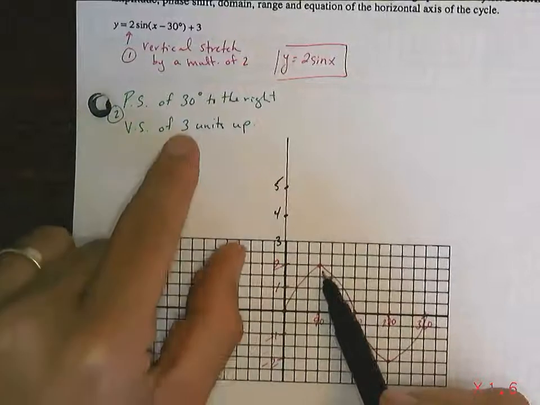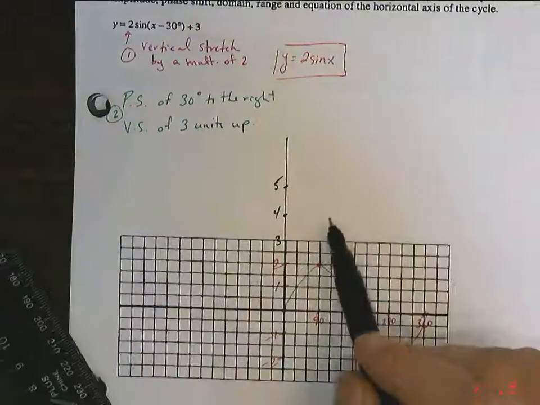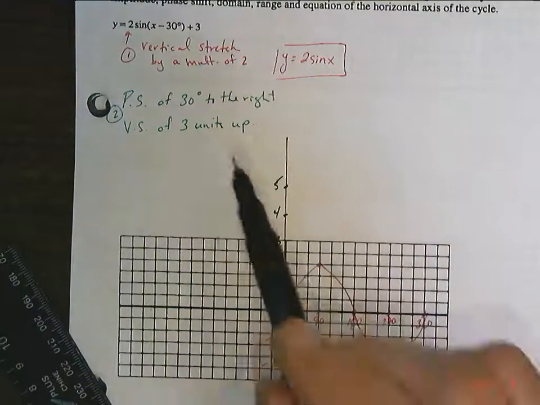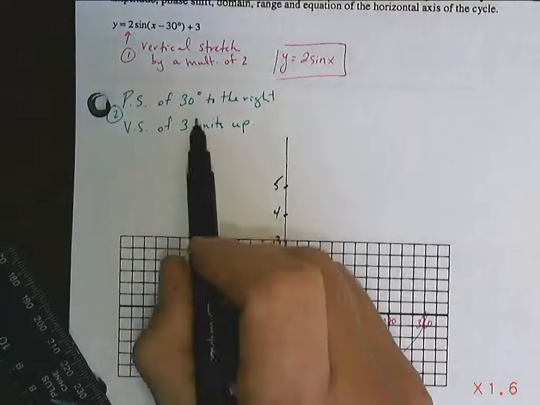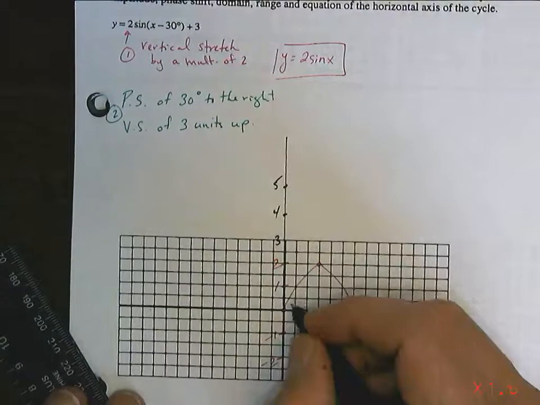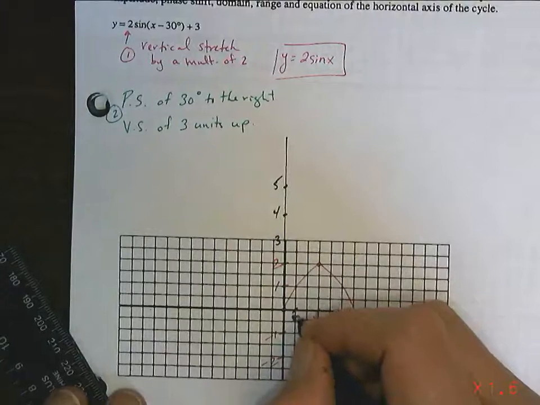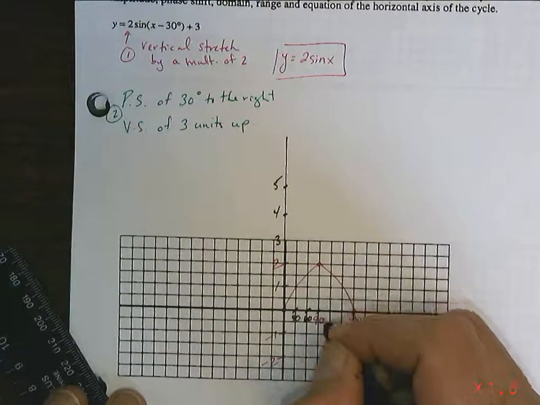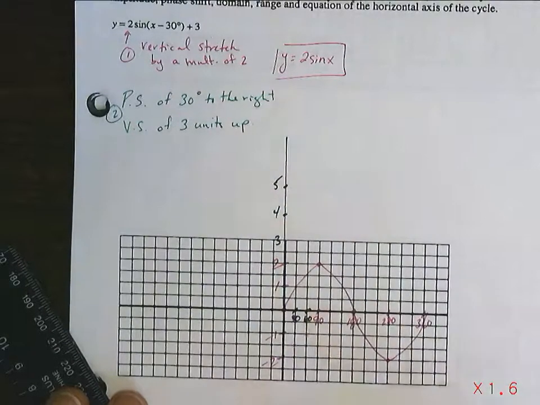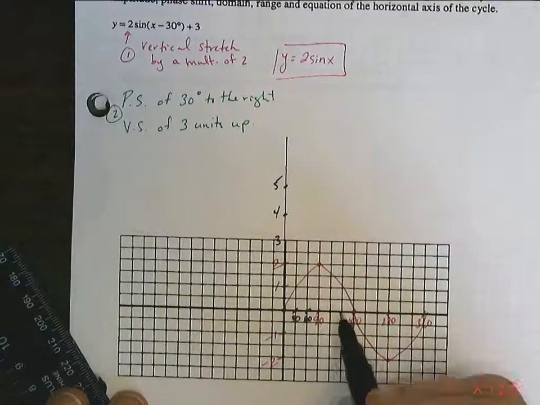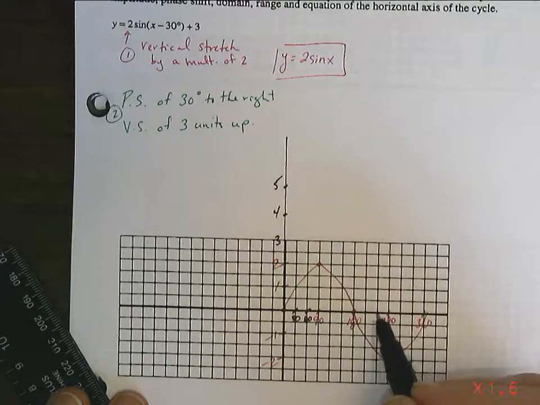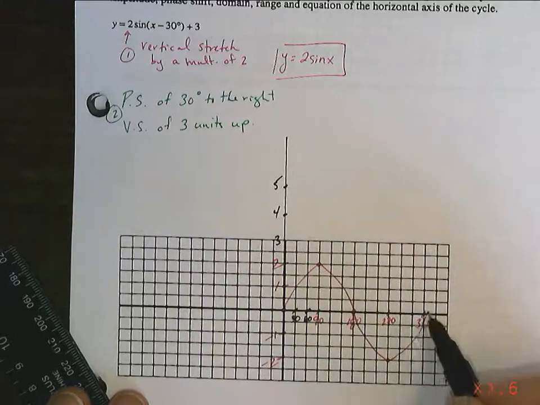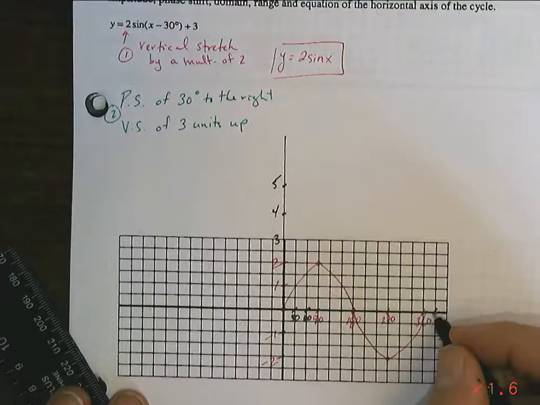And I have to go up 3 more. And that, ladies and gentlemen, is 5. 2 plus 3 is 5. All right. Now, I also have to do a phase shift of 30 degrees. So I'm going to come out here 30, 60, 90. Isn't that convenient? So this is 30, 60, 90, 120, 150, 180, 210, 240, 270, 300, 330, 360, and 390.